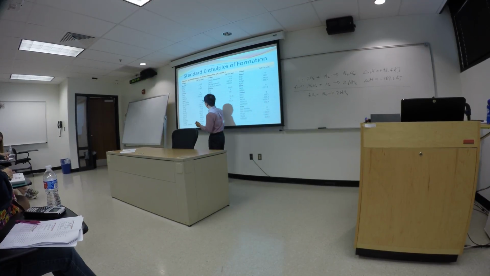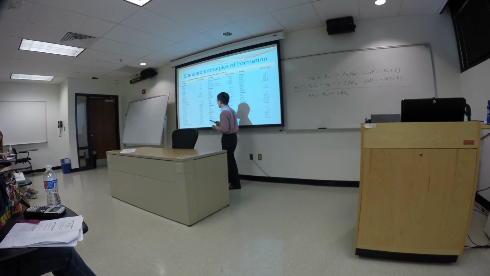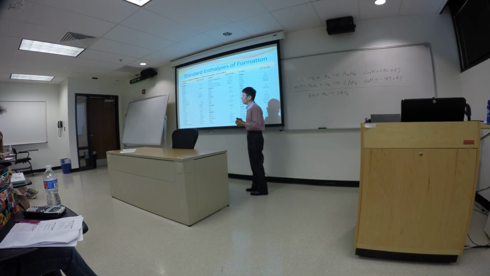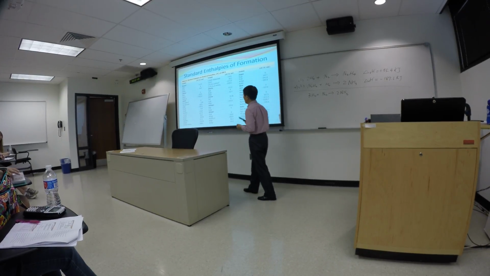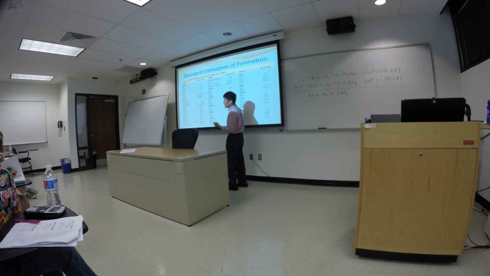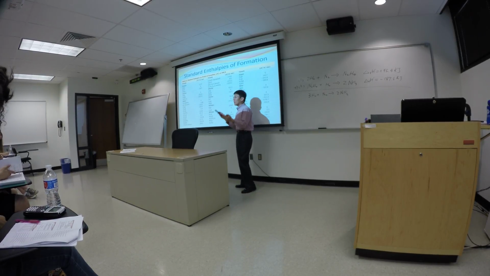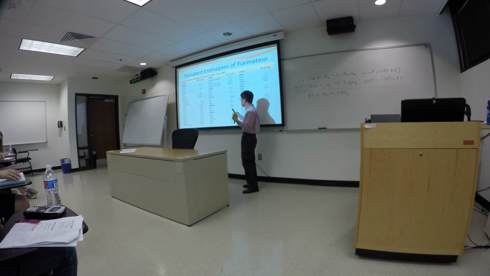So one thing to remember is that for elements in their most stable form, the standard enthalpy of formation is always 0. And then for each compound that carbon can form, or each compound involving bromine and calcium, this is only a partial list of everything. Hydrogen, under standard conditions, stays as the diatomic molecule, so the enthalpy of formation for hydrogen H2 is 0.